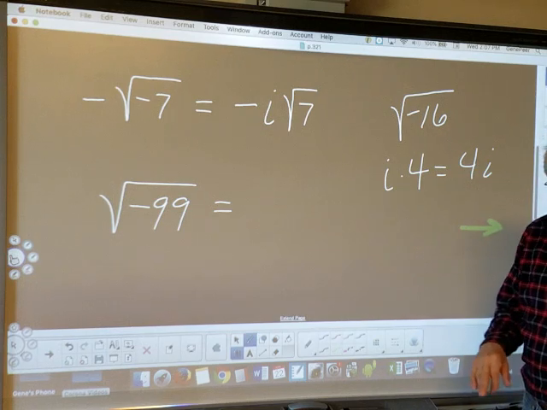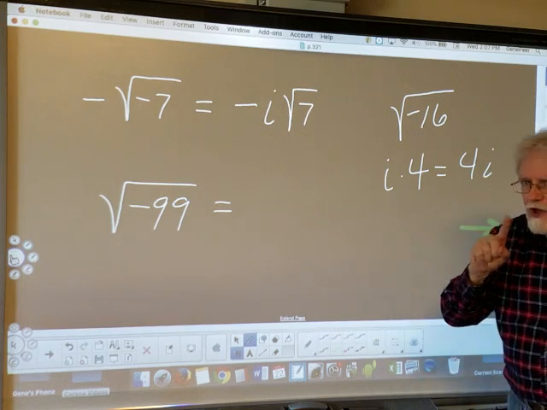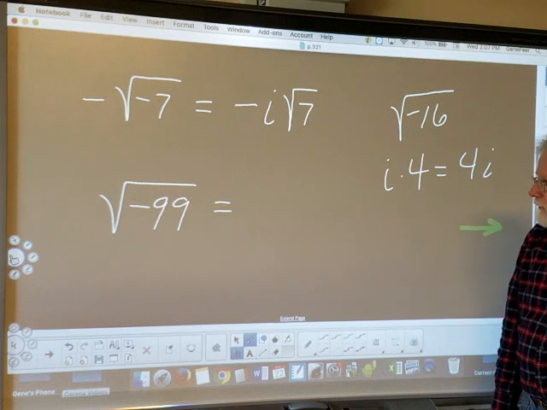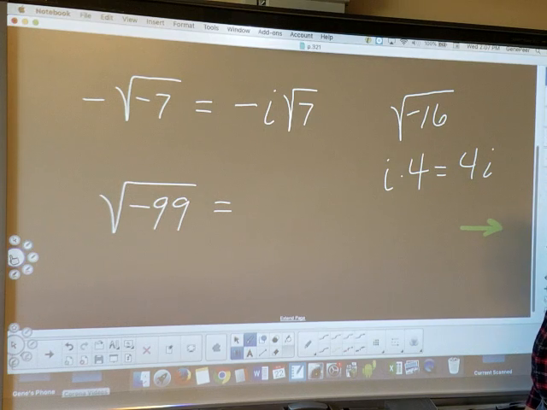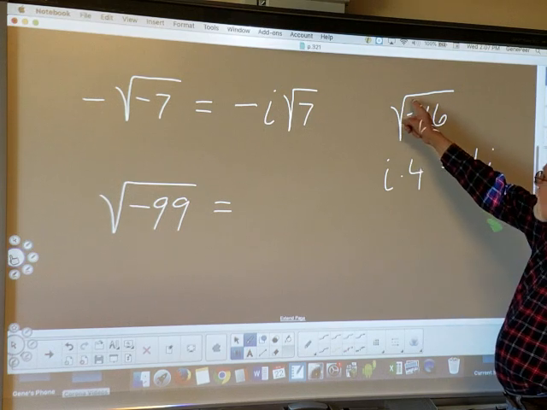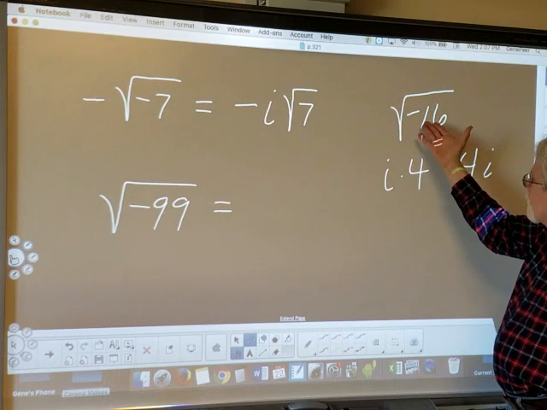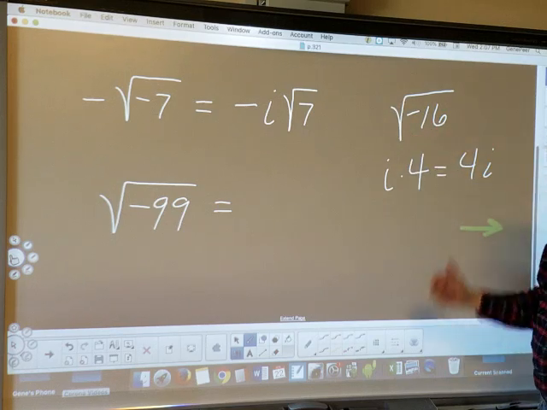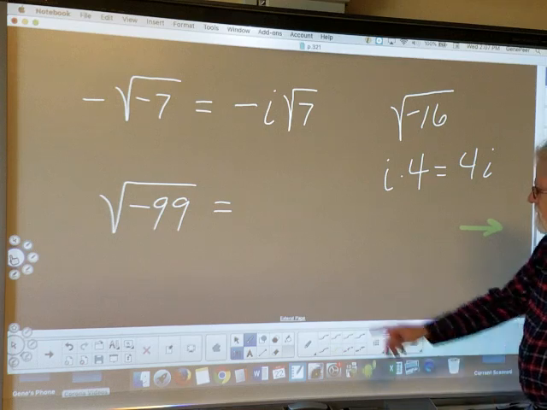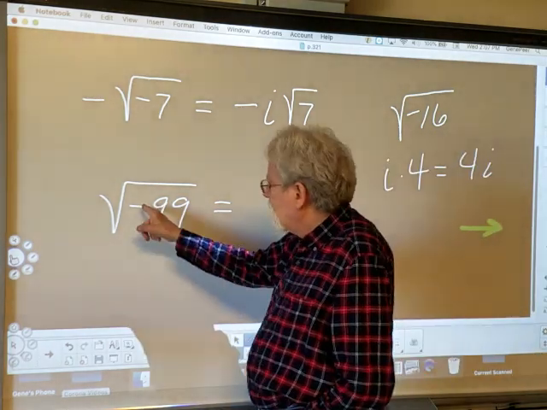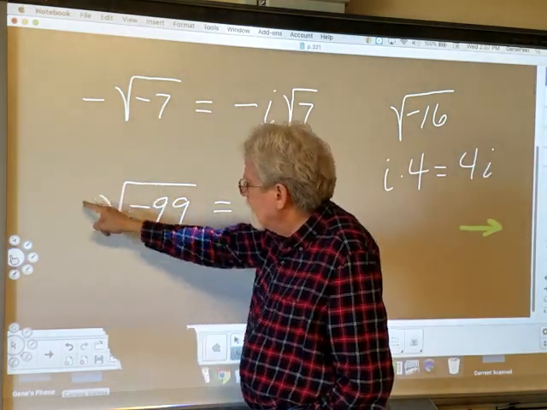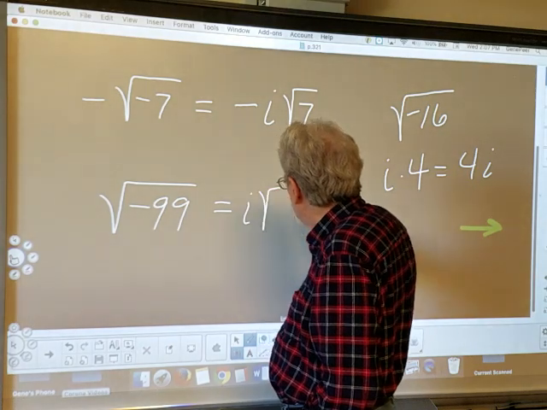It looks like a variable, it acts like a variable, but it is not a variable. It does not vary. So we just pop out the negative sign, it becomes an i. Take the square root of 16, that's 4i. 4i, done. This guy. Pop the i out. Negative comes out, becomes an i. I've got i square root of 99.